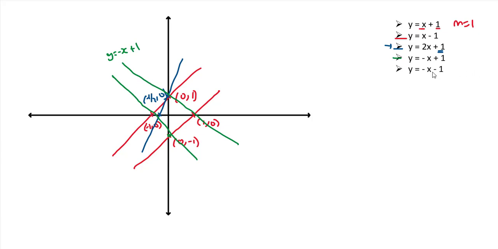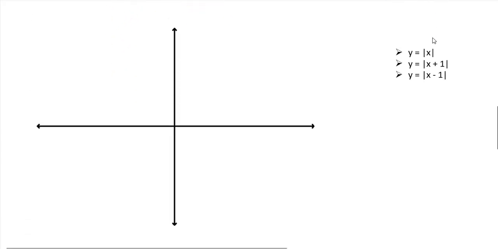And if you want to find the x-intercept, you will have to put y equal to 0. You will get the x-intercept as minus 1. So this line will intersect the x-axis at this point. So in this way, you can draw the graph for various equations of lines. Let us now see how to draw the graph for an equation of a line which contains modulus.